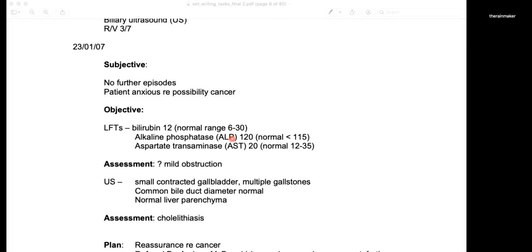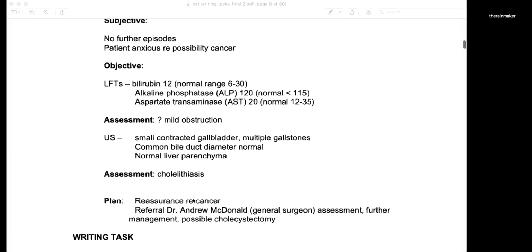LFT, alkaline phosphatase, and this, right? And now we think it's mild obstruction, and USG confirms the diagnosis, right? And we come with the fixed diagnosis that is cholelithiasis. So we need surgery. Since we are a GP, we are not entitled to do those kind of procedures. That's why we need to send the patient to a tertiary center. And then the whole game begins.